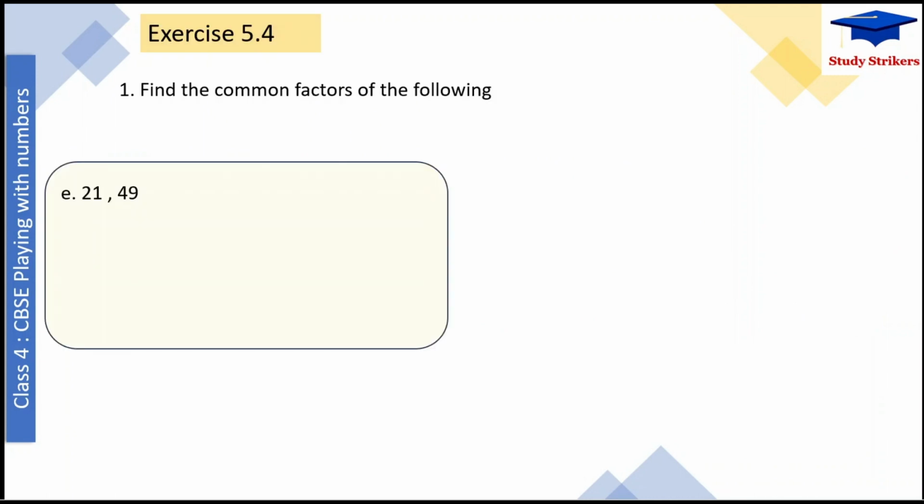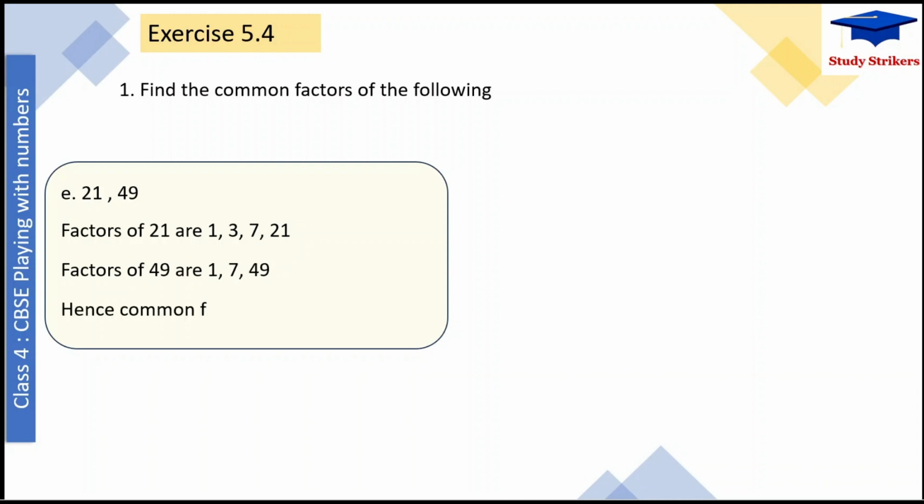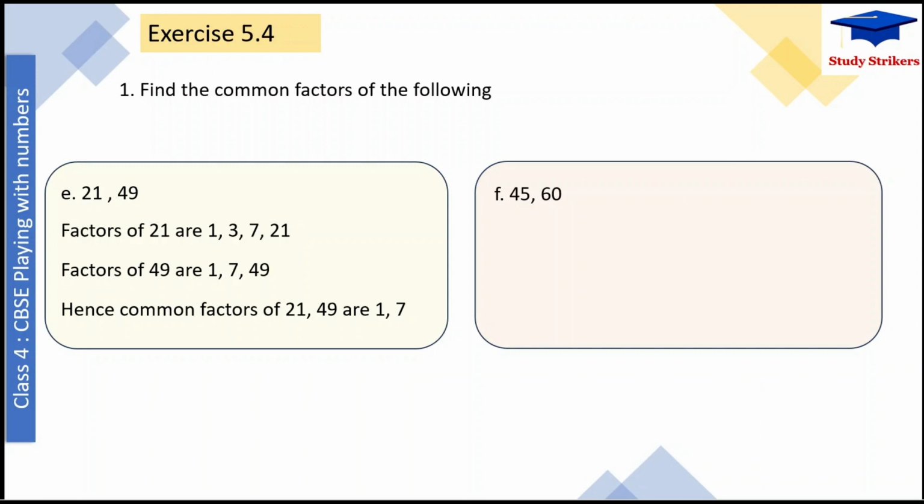So we have to find common factors of 21 and 49 now. So factors of 21 are 1, 3, 7, 21. Factors of 49 are 1, 7, 49. So their common factors are 1, 7. Now we have to find common factors of 45 and 60.